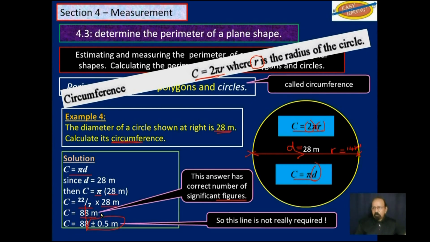So this part here is not really required, but to be on the safe side, you can always add plus or minus 0.5 meter to show that you really know what you are doing.